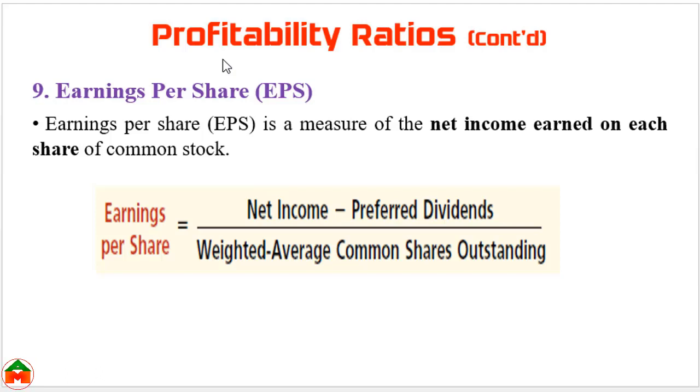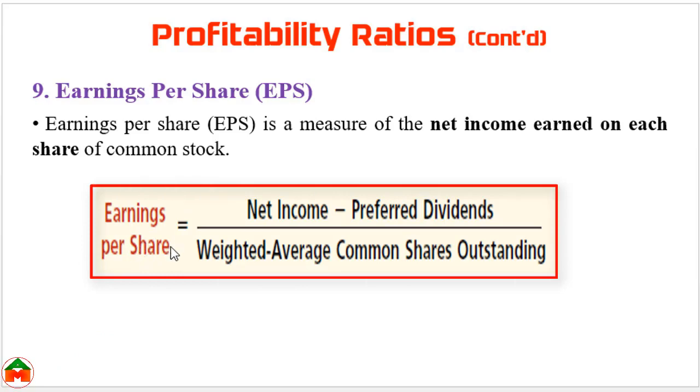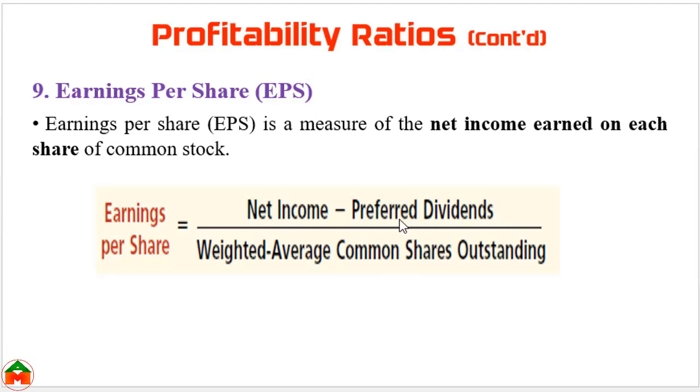The next ratio under the profitability ratio is earning per share. By this ratio, we can measure the net income earned on each share of common stock. So what is the formula? We can say earning per share, net income minus preferred dividends divided by weighted average common share outstanding. We need to get the number of shares, common shares, then we will divide the net income minus preferred dividends. But in our math, there is no preferred dividends because there is no preferred stock. However, let's see the problem and solution.